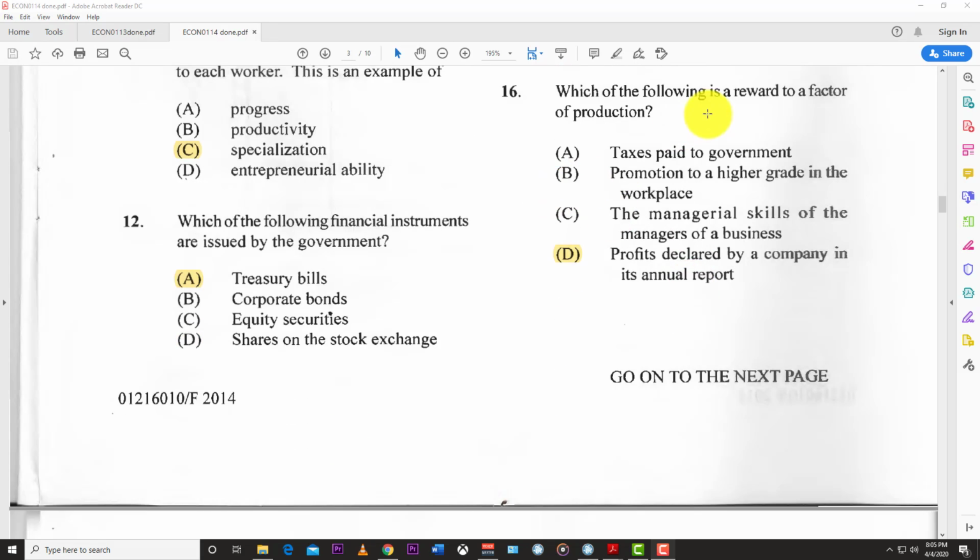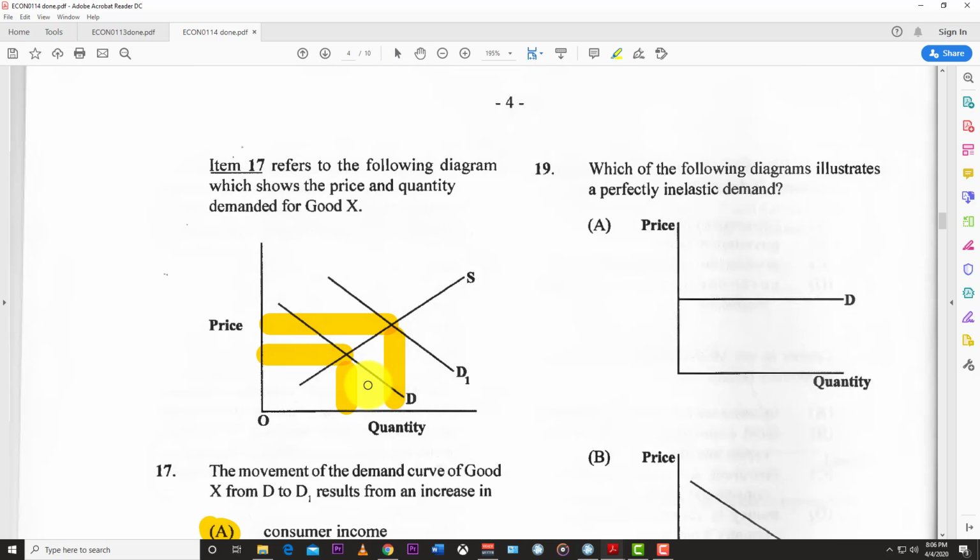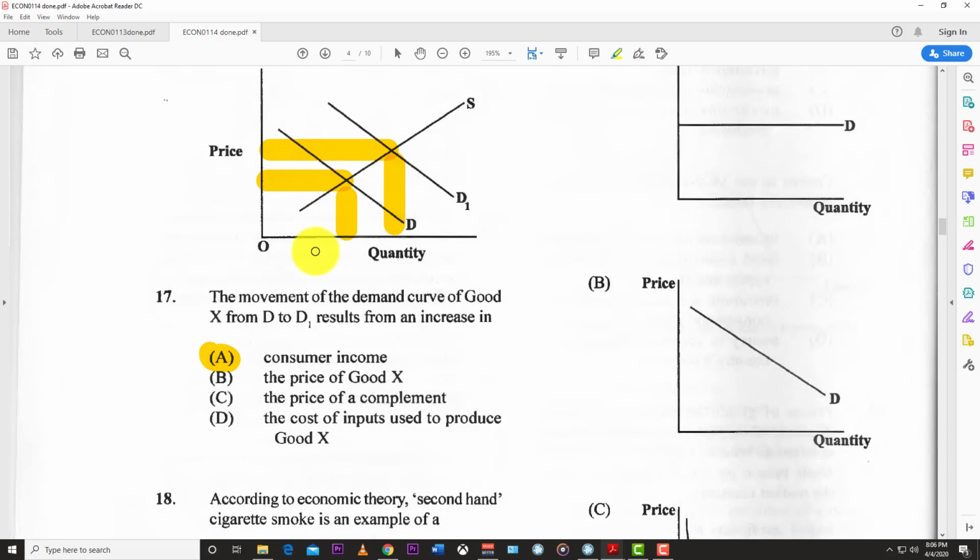Number 16, which of the following is a reward to the factor of production? Which of the following is a reward to a factor of production? And the best answer here is profits declared by a company in its annual report, because that's the reward for entrepreneurship as a factor of production. 17 refers to the following diagram, which shows the price and quantity demanded for good X. We have it right here.